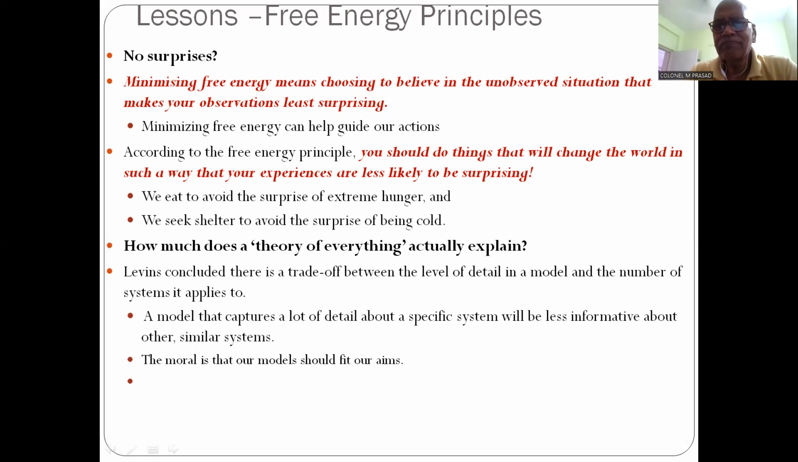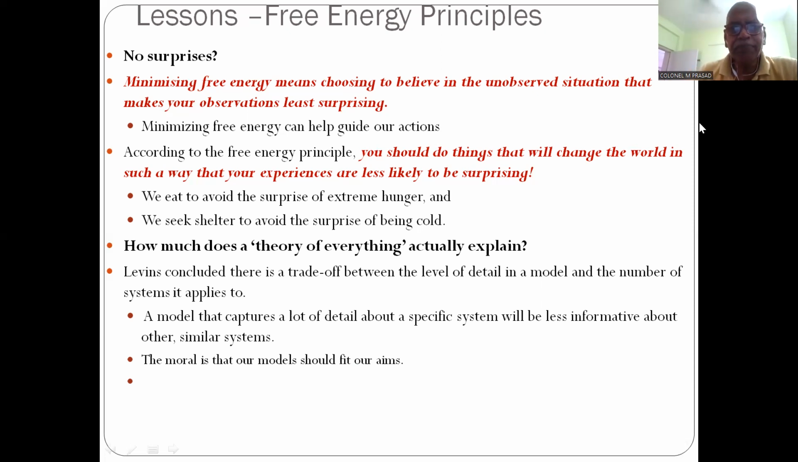That is what is available. This principle simply tells you to do things that will change the world in such a way that your experiences are less likely to be surprising. That is the whole aim. We eat food because we do not know what the effect of hunger will be. It may be very bad or very, very bad. We seek shelter at home because we may be surprised by hot or cold weather. We want to protect ourselves. We do not anticipate what its effect is going to be, so that surprise part is there.